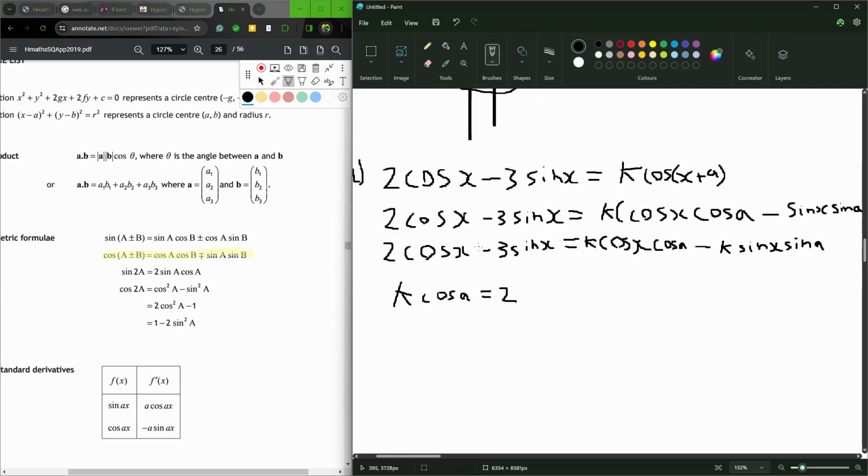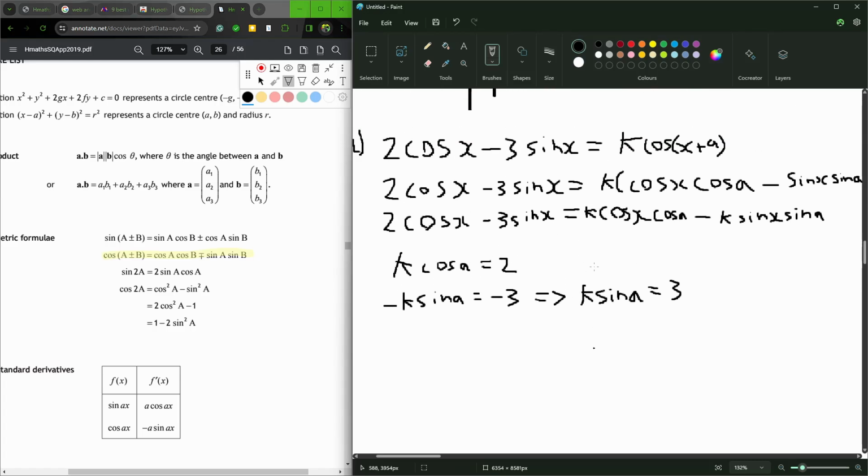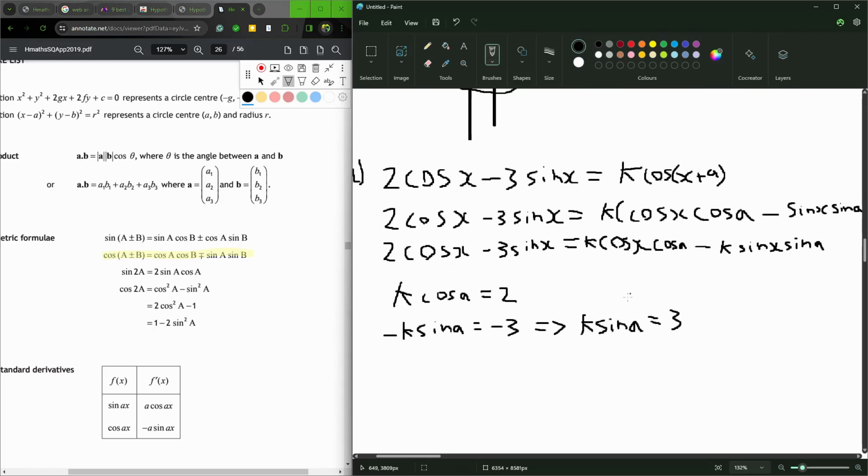Cool. And a similar thing here: minus 3 must equal minus K sin A. Now, I'm going to divide both of these by minus 1, because you want to end up with just K sin A equals something. That equals 3. Okay, so we're working that out pretty well.